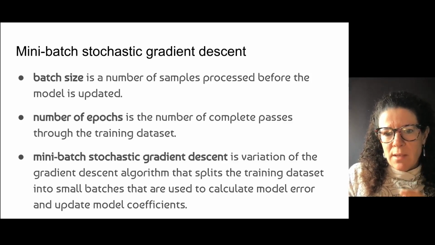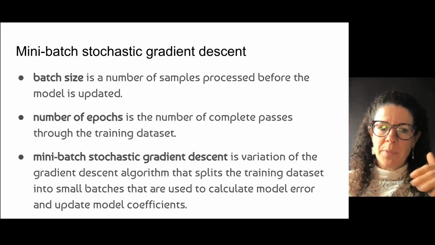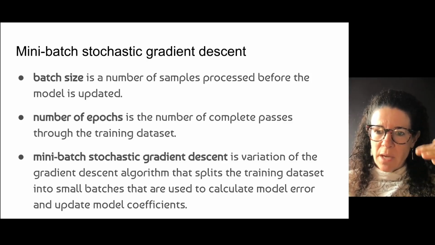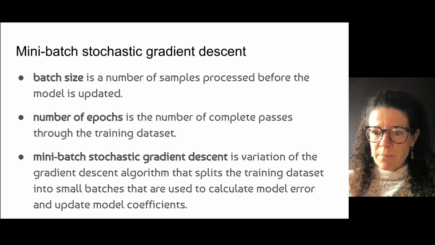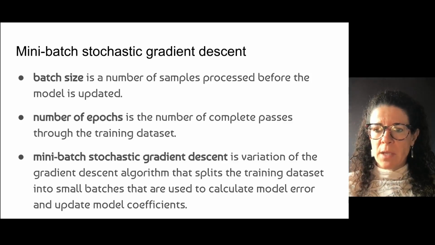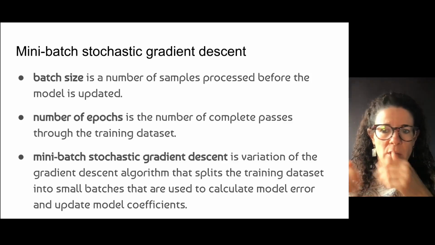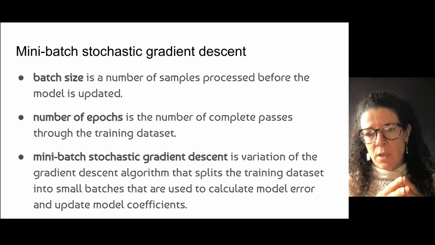So mini batch stochastic gradient descent is a variation of gradient descent in which you split the data into smaller pieces, and then you update the coefficients after seeing each of these pieces. Again, maybe you have 1,000 observations and your batch size is 100. So in one epoch, you are going to update your coefficients after you see 100 observations, and then you're going to do it again, and then again. So you're going to do it multiple times.